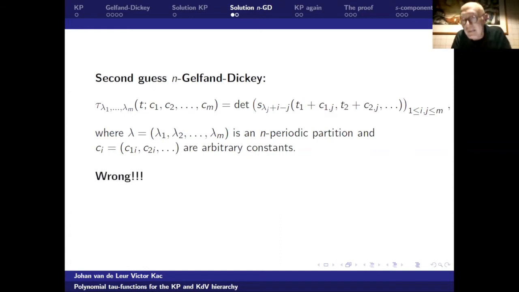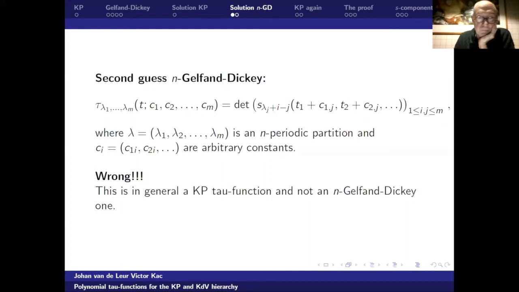But unfortunately, in general, it's not a Gelfand-Dickey tau function. It will be a KP tau function, but it's not a Gelfand-Dickey tau function. It depends on the times Tn in general, if you would do this. So the guess in this case is wrong. So we have to do something else.